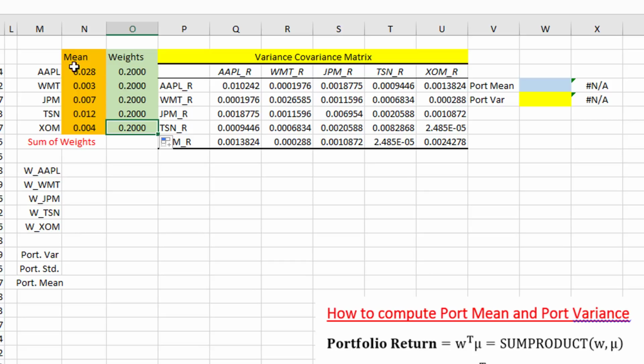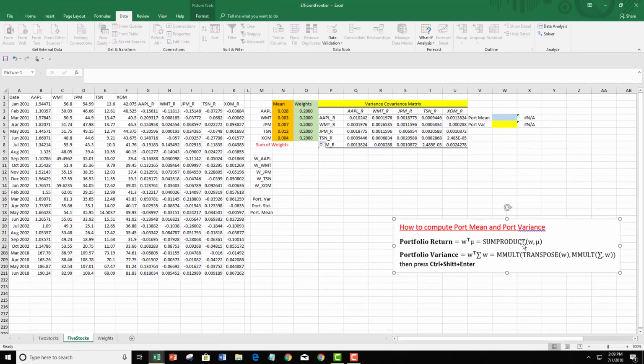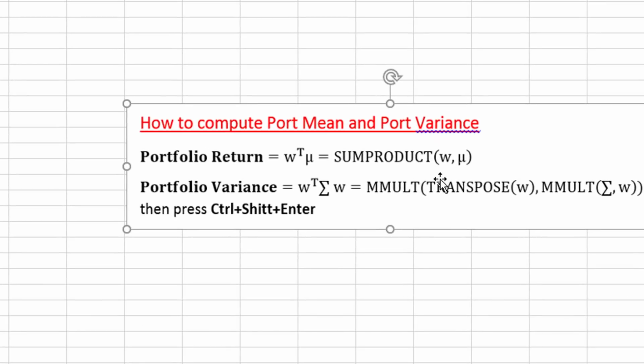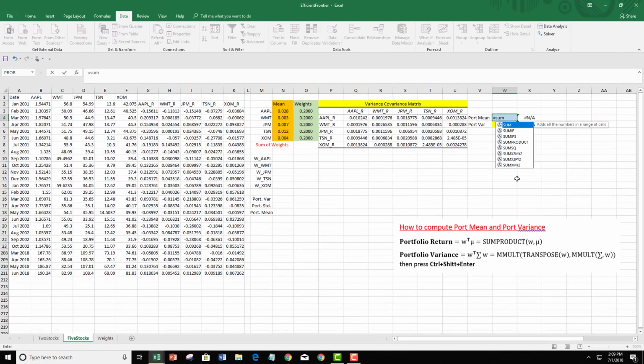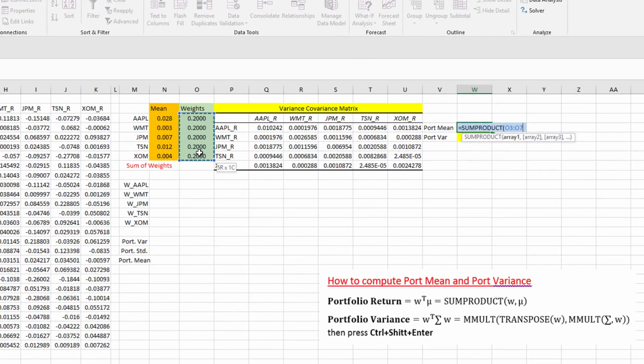So once I have the portfolio weights, now I can compute the portfolio mean and the variance. For your convenience, I have a formula here to compute the portfolio mean and the variance, and I'm going to use Excel's matrix multiplication functionality. The first one, to compute the portfolio mean, is SUMPRODUCT. So equals SUMPRODUCT, your W, meaning the weight vector, comma, your mu, meaning the mean vector. That gives me the portfolio mean.